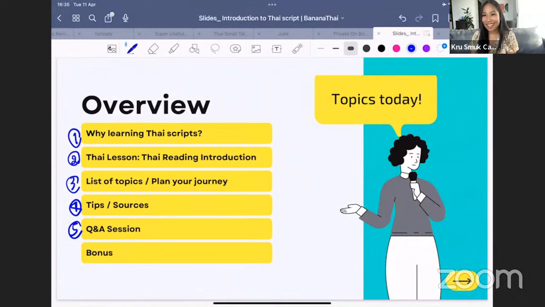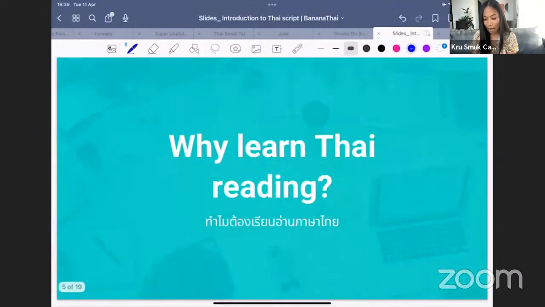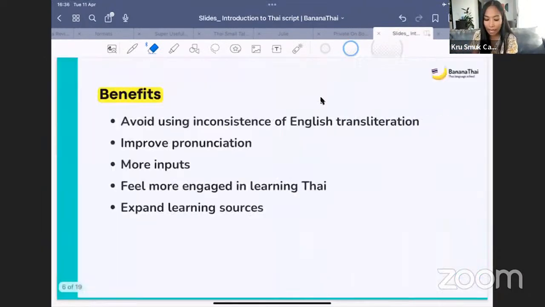So let's get started. Why learn Thai reading? Why do we need to learn Thai? ทำไมต้องเรียนอ่านภาษาไทย? อ่าน is to read. อ่านภาษาไทย is to read Thai. ทำไม? Why? So there are many benefits of learning Thai script.